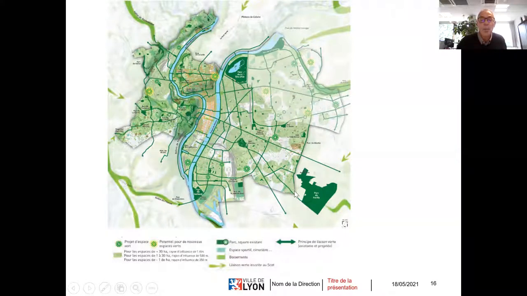Donc, vous voyez sur la diapositive cette trame verte et puis les grands parcs et les cours d'eau qui couvrent ici le territoire de la ville de Lyon. L'affirmation de ces rôles et qualités impacte nécessairement la réflexion sur la manière de la préserver, la valoriser, la faire vivre en rapport et au sein des territoires urbanisés.